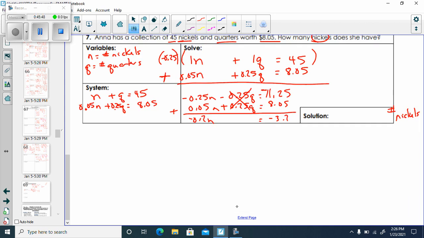Okay, so let's divide both sides by negative 0.2. And N is equal to 16. The number of nickels would be 16. Okay? N stands for number of nickels. All right. That's where we're going to stop at this particular time. We will have a part 2 of this later.